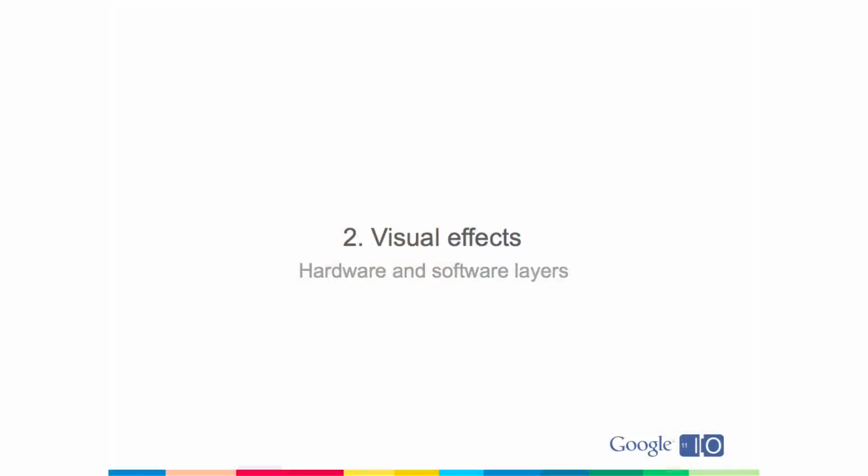Software layers and hardware layers can be used for visual effects. I mentioned before the optional paint that you can pass to the layer type API. It can be used to control how you blend, how you composite the layer on screen. So you can use it to apply color filters, for instance. You can also apply transparency, and you can change the blending mode.